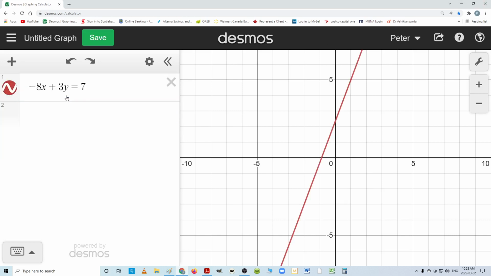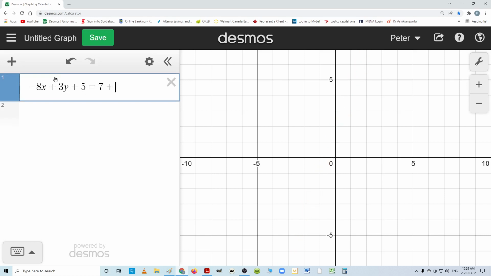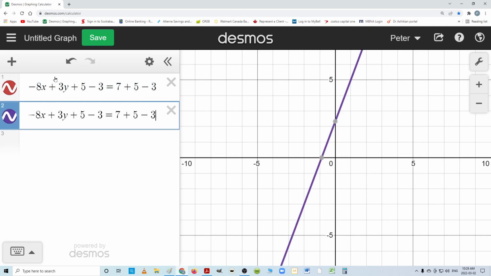Same if I add 5 to the right side and I add 5 to the left side, nothing changes. I can keep adding or subtracting numbers. Minus 3 over here, minus 3 over here, nothing changes. And to see it better, you just make a copy on the next line, and you just get rid of minus 3 and see if the purple line will match the red line. It does. Let's get rid of the plus 5. It does.